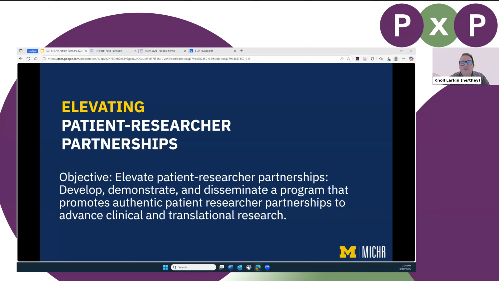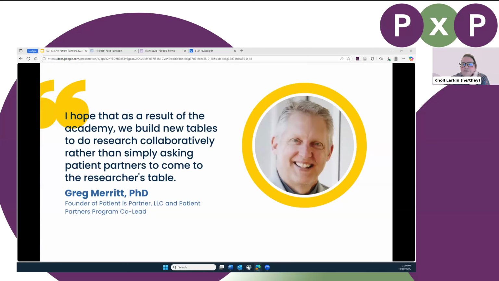We also know that many patients and families and care partners are interested in contributing to research. So our program is really helping teams made up of researchers and patient partners gain that readiness and to build sustainable partnerships over time. I love this quote from Greg.